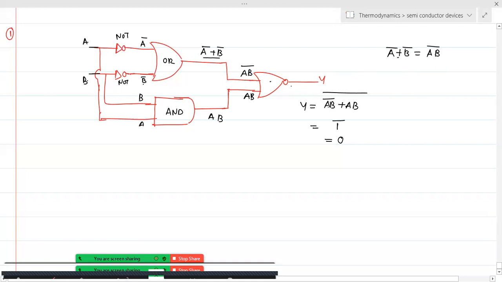AB bar plus AB. But we have a circle over there. So therefore it represents a NOT gate.